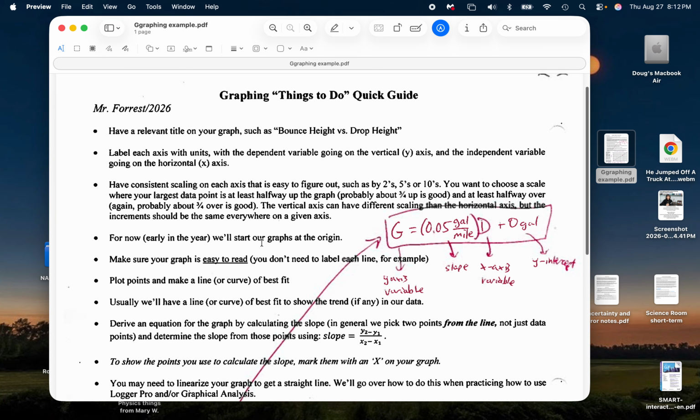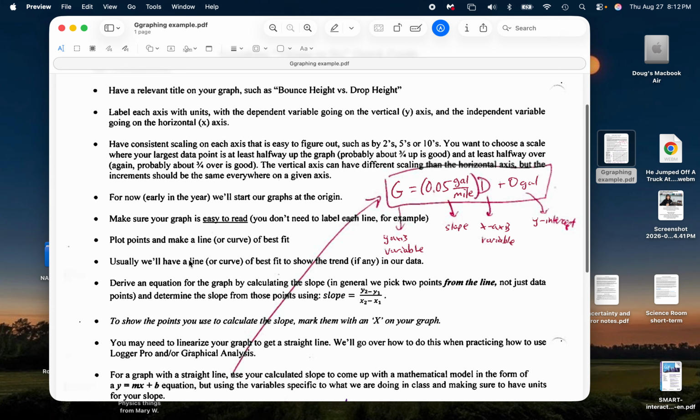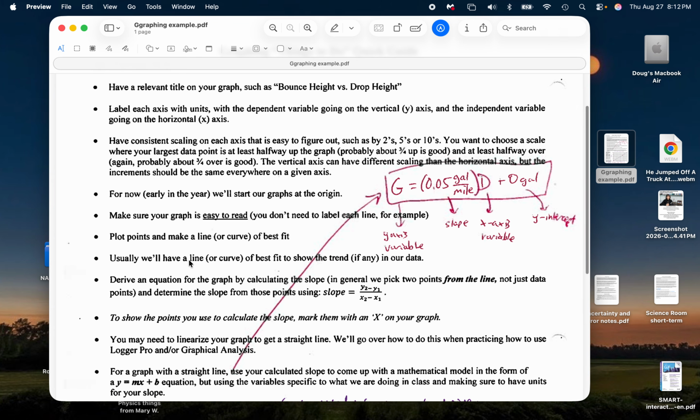For now, early in the year, we'll start our graphs at the origin, so that's 0, 0 on the lower left-hand side. Please make sure you make your graph easy to read. So you definitely don't need to label each line. That gets super crowded and hard to see. You want to plot your points, so make those pretty big. You're going to want to make a line or curve of best fit. If you use a line, I would recommend using a straight edge like a ruler.